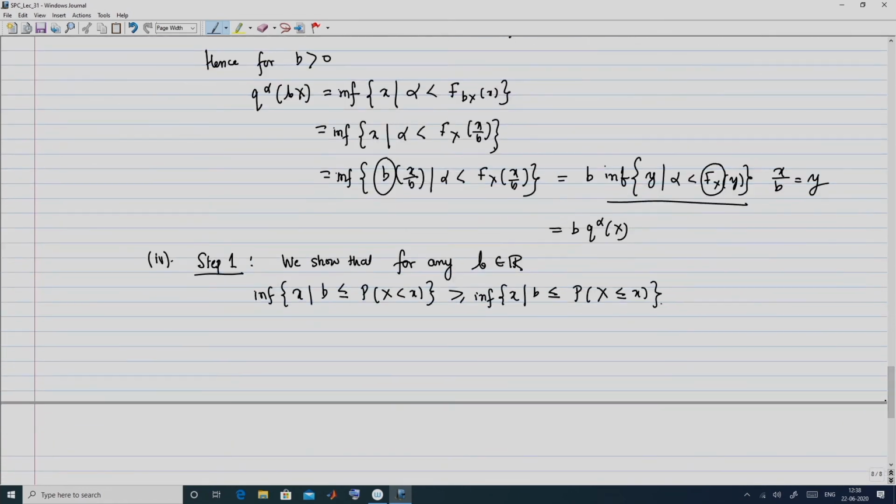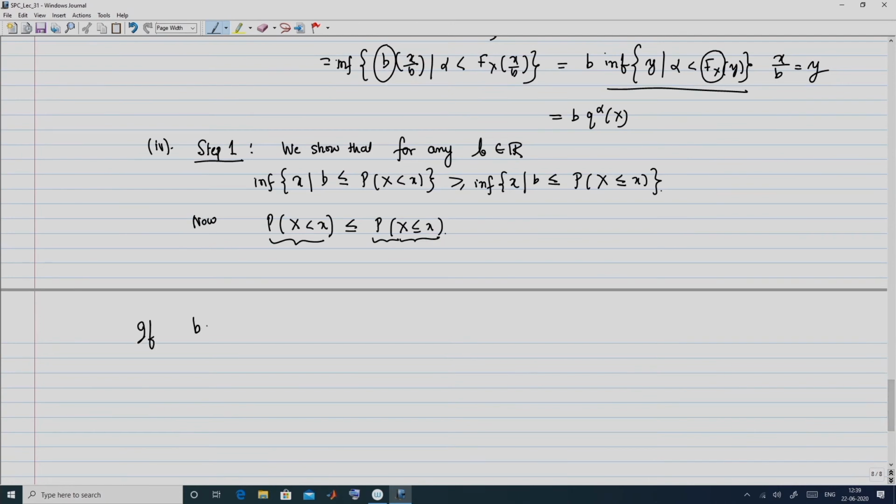Okay. So, now the probability of X being strictly less than x is obviously less than or equal to the probability of X less than or equal to x, because here we have also included the event that X is equal to x. So, obviously, this probability is going to be greater than or equal to the probability of capital X being strictly less than x.